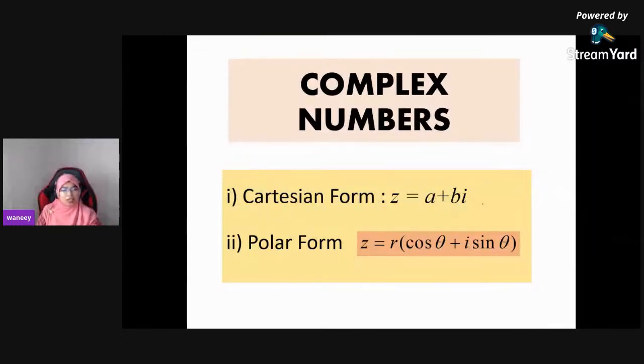Okay, so let us proceed with the complex number. So before this, we have learned about Cartesian form, z equal to a plus bi. So today we are going to learn how to express our complex number in polar form. So in complex number, you can write them down in two forms, Cartesian as well as the polar form. So in polar form, z is equal to r cos theta plus i sin theta.